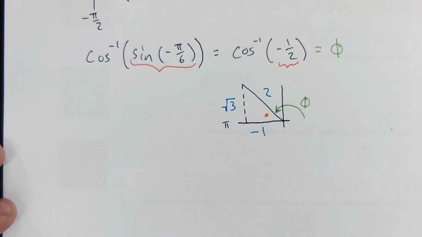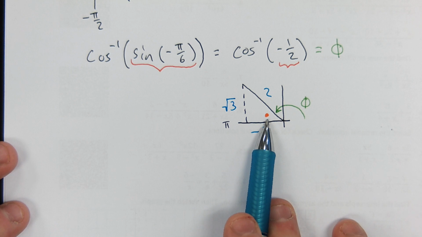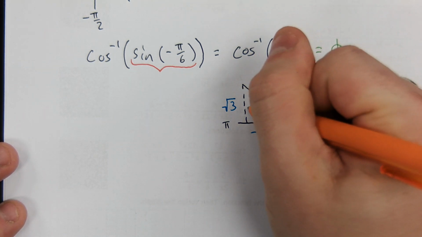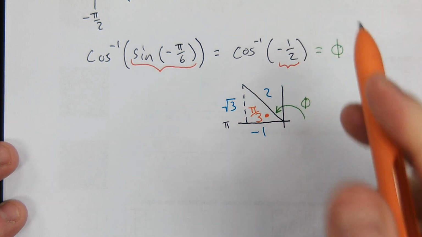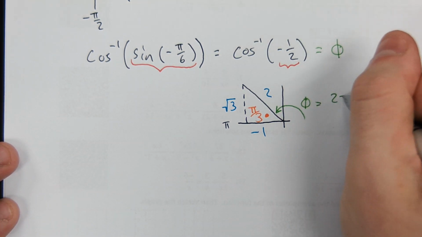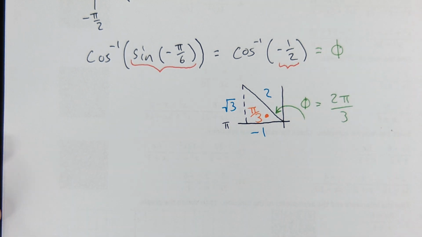Therefore, the size in degrees of my reference angle is 60 degrees. And as radians, the 60 degrees would be pi over 3. So what is the size of phi if pi over 3 is here? 2 pi over 3. So as it turns out, the cosine inverse of the sine of negative pi over 6 equals 2 pi over 3, radians of course. Isn't that fun?